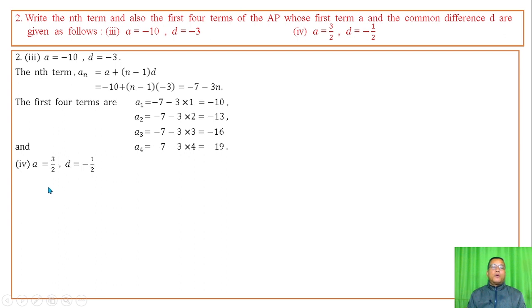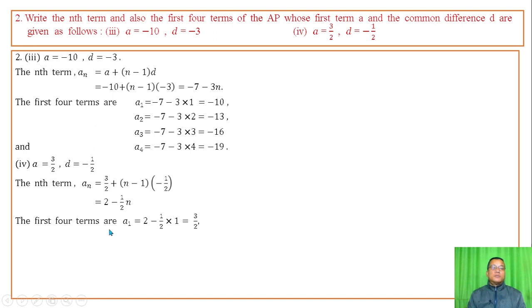For Roman number 4, A is 3 by 2, D is minus half. The nth term AN is 3 by 2 plus n minus 1 times D, whose value is minus half. Simplified, we get 2 minus half times n. The first four terms are obtained when n is replaced by 1, 2, 3, and 4 respectively. A1 is 3 by 2, A2 is 1, A3 is half, A4 is 0. Thus, the first four terms are 3 by 2, 1, half, and 0.